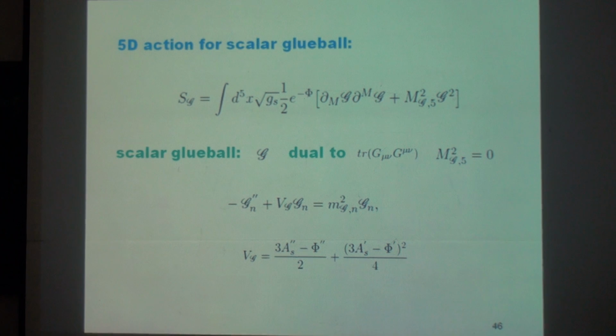Here this is our dilaton field, and this is the solved metric, and then we introduce the glueball field. We solve this equation of motion, and this is the scalar glueball, due to this G squared. From the AdS/CFT dictionary, we have the 5-dimensional mass squared equal to 0. With this, we can solve the spectrum.